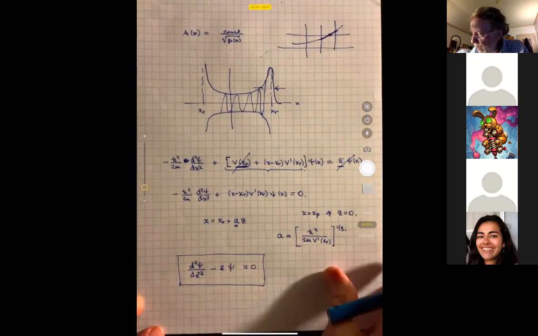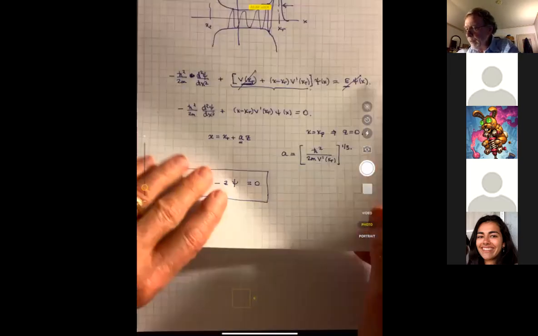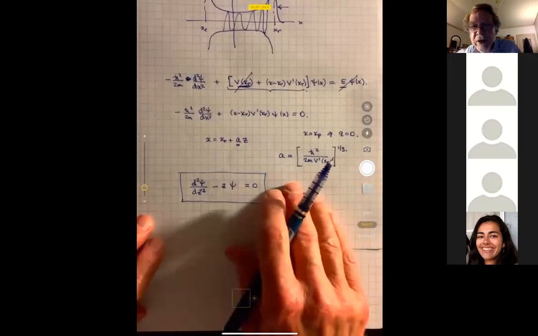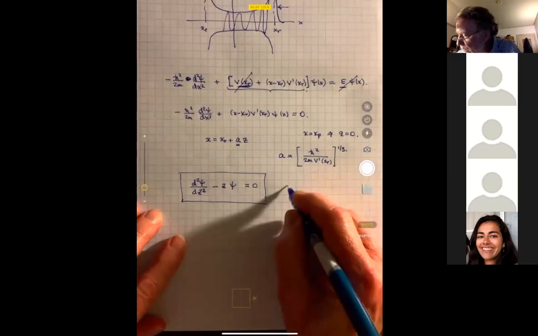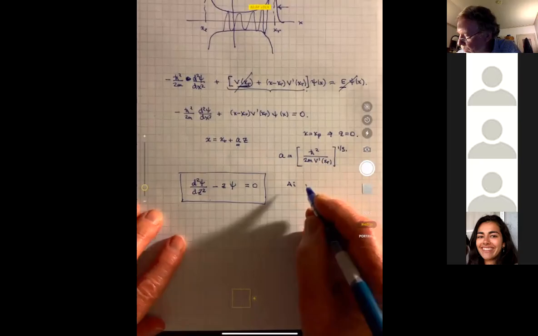Okay, so this equation that I've created in this manner is one of the standard differential equations of mathematical physics. It's called Airy's differential equation. And it has two solutions. Being a second order equation, it has to have two linearly independent solutions.